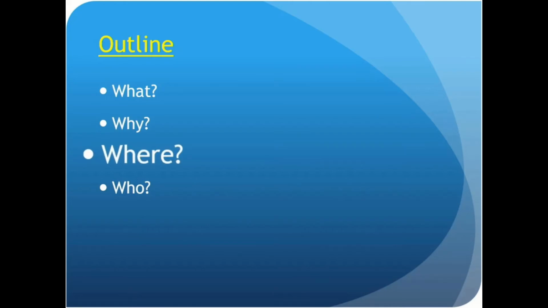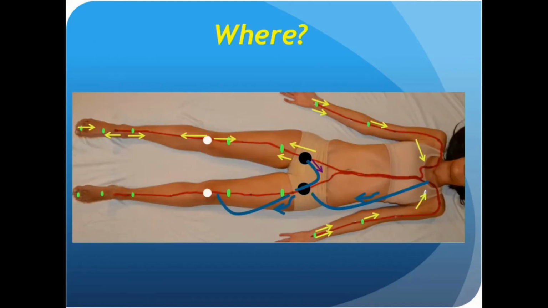Now, where are these access sites? This figure shows the possible access sites. Almost every part of the arterial segment anatomy is possible, with advantages and disadvantages, including extra-anatomical bypass grafts.